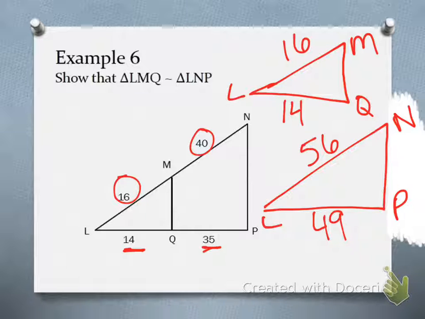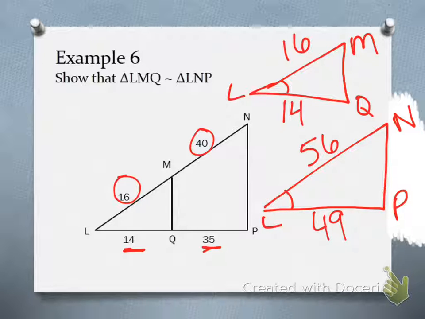All right, which angle is going to be the same in both? Angle L, that's the one that they have in common that we would have to draw twice. L is there both times. So we know we've got a pair of congruent angles. So now we just need to check to make sure our sides are proportional.